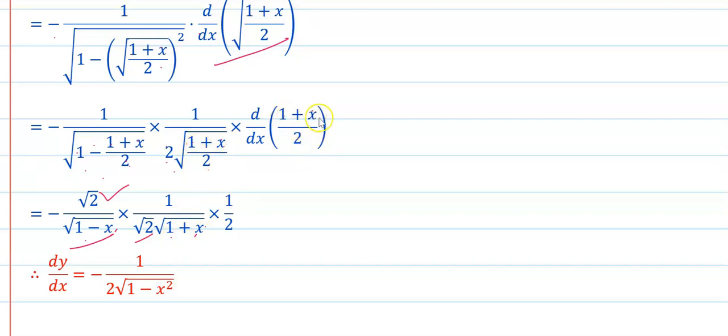Into the derivative of 1 plus x upon 2. Derivative of x is 1, derivative of 1 is 0. Therefore you will get 1 upon 2. And hence this root 2 will get cancelled. Again 1 upon 2, root of 1 minus x into root of 1 plus x. See this here, root of 1 minus x into root of 1 plus x.